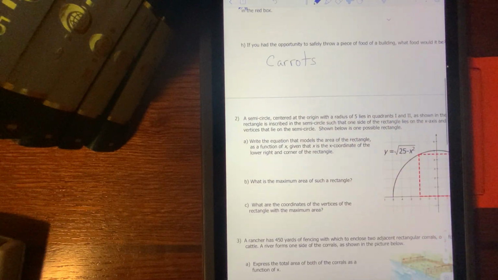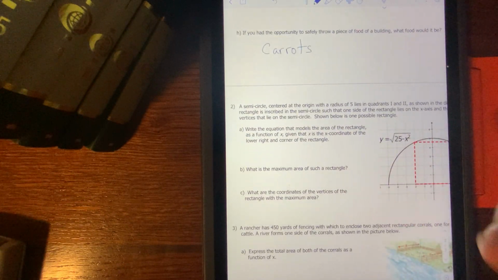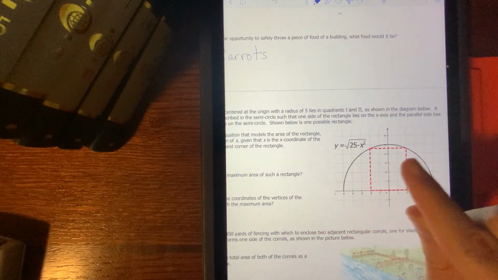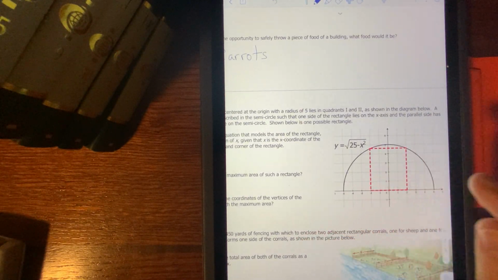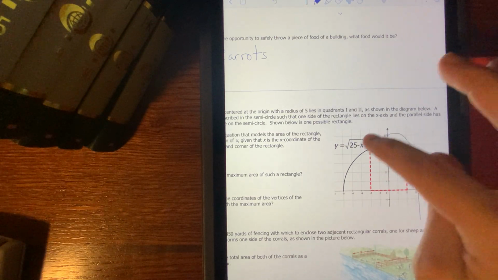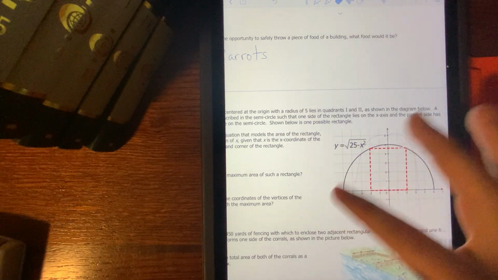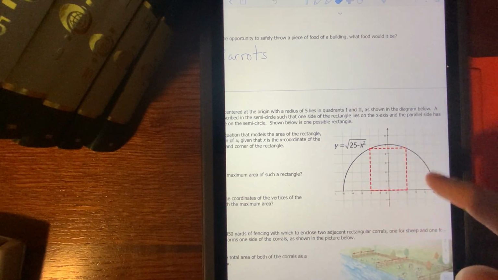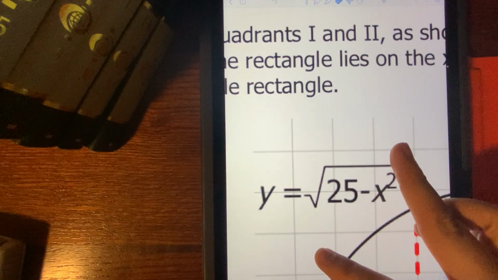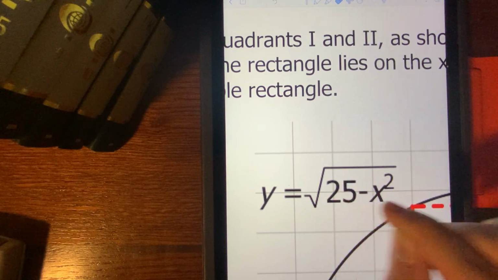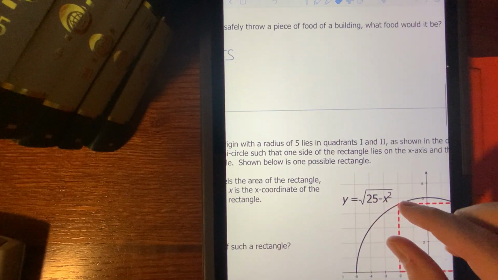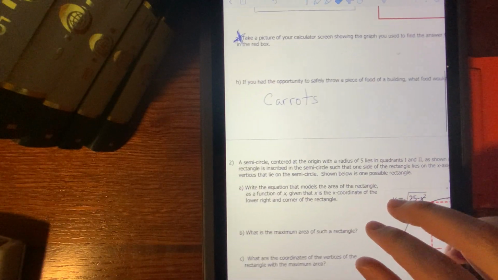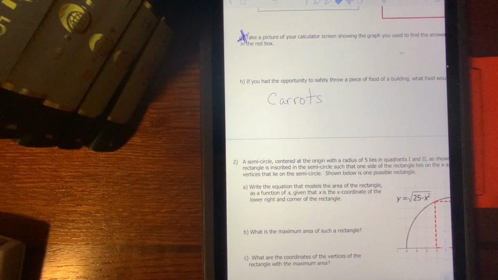Let's go down to number 2. Okay, so it's another one of these. We're fitting a rectangle underneath a curve. So we're used to having curves where it's half a parabola or even a full parabola, but they're switching it up here a little bit. They're doing a semicircle, and the equation of a semicircle is the square root of this stuff right here. Let's see what they say. They want to say, okay, write the equation that models the area of the rectangle as a function of x, given that x is the coordinate of the lower right corner of the rectangle.